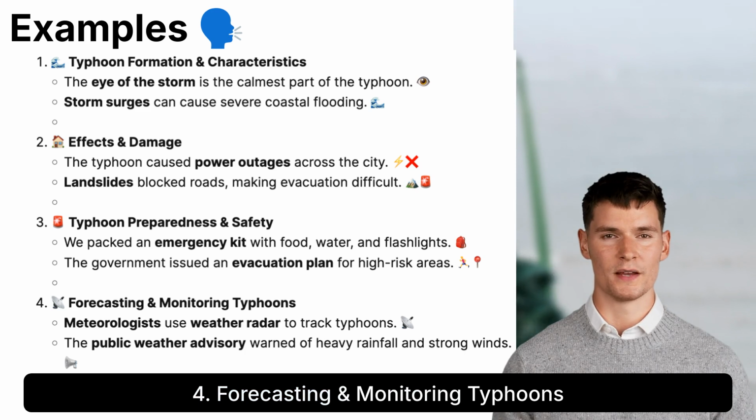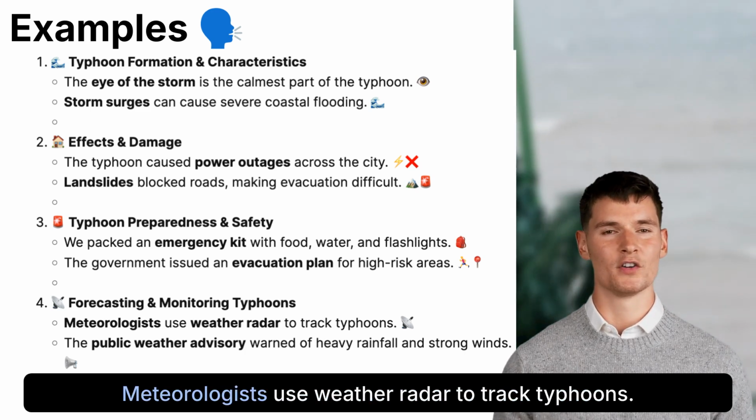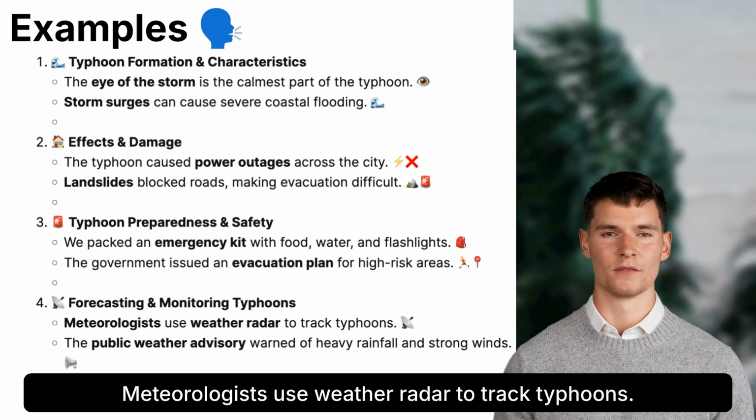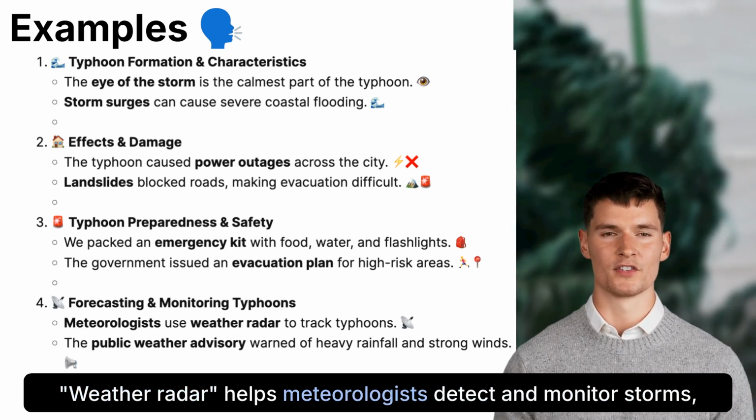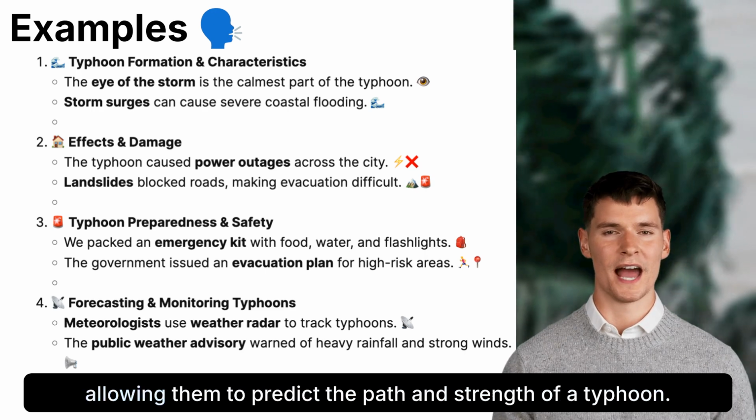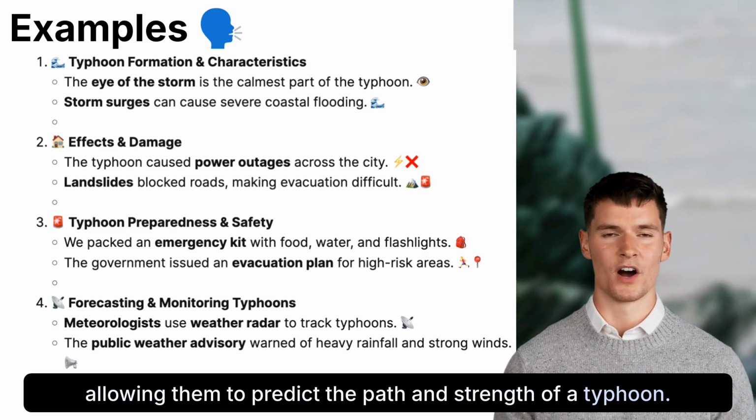4. Forecasting and monitoring typhoons. Meteorologists use weather radar to track typhoons. Weather radar helps meteorologists detect and monitor storms, allowing them to predict the path and strength of a typhoon.